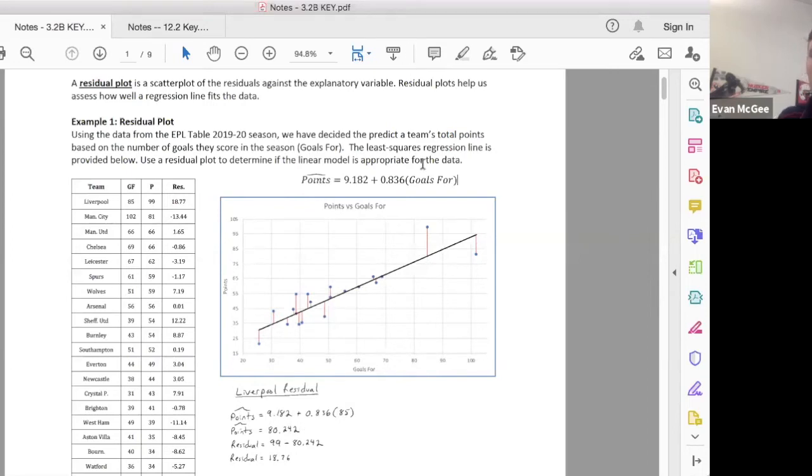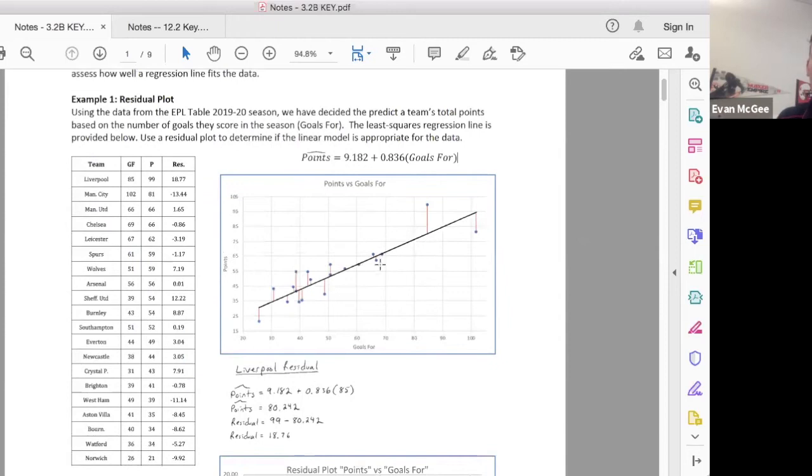So there's a difference, and that difference between the actual number of points the team had and the predicted is called the residual. Liverpool's residual would be their actual minus the predicted. So there's a residual of positive 18.76. What that means here is this line underestimated how many points Liverpool earned based on their number of goals for. So just a quick reminder of what a scatter plot is, what a residual is, and a linear model.